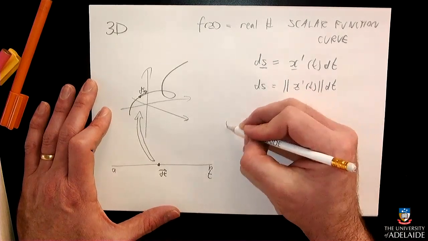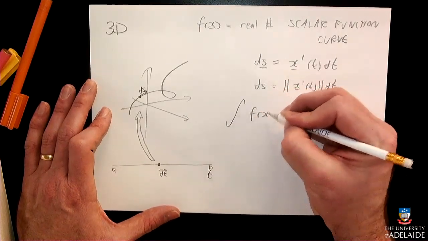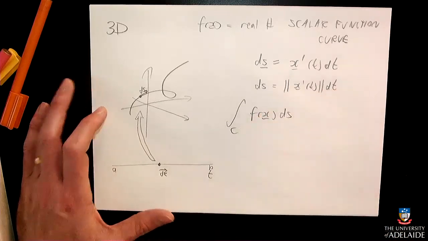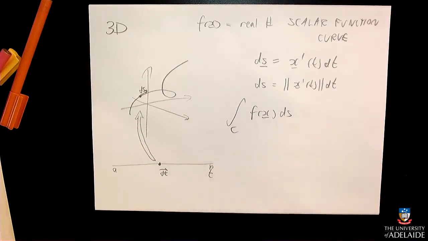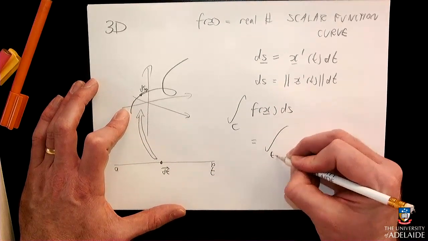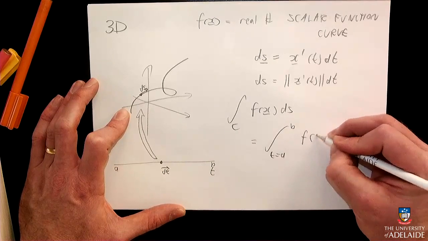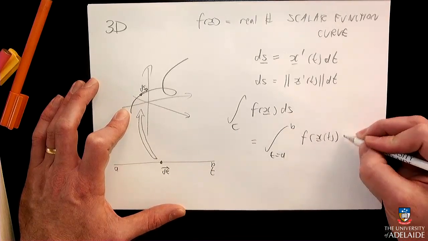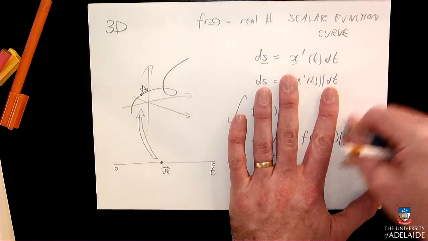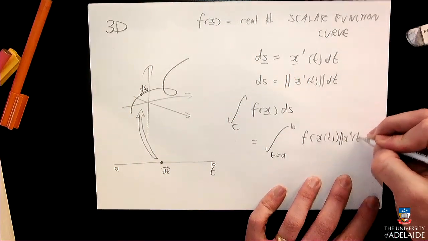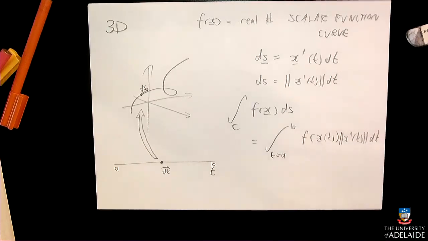And so the integral of the function ds, because that's a number, so I have to multiply it by a number to keep it as a number, is going to be, as t goes from a to b, of f of x of t, length of x dash t dt. All right, exactly the same as it is in 2D, except my curve is not necessarily, well, it might be in space.